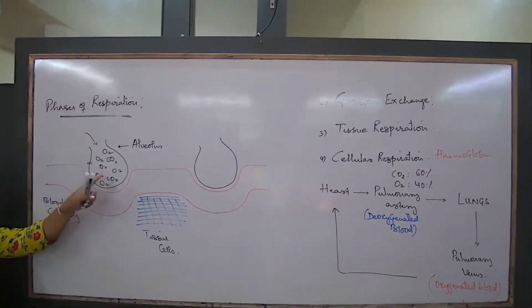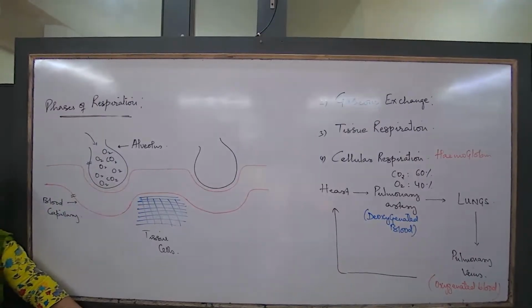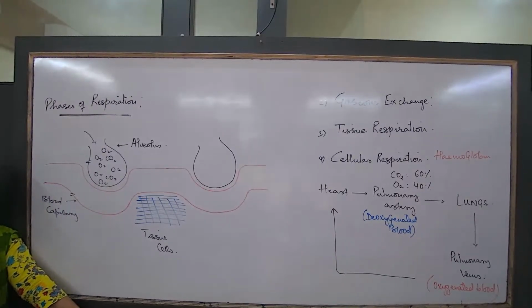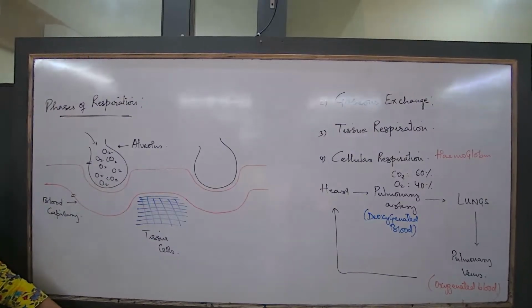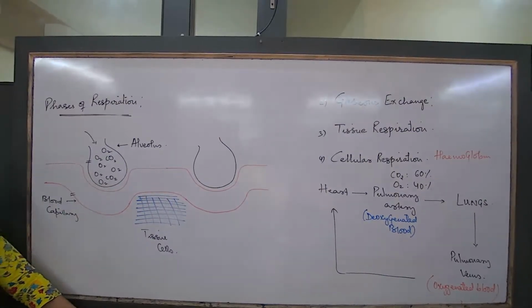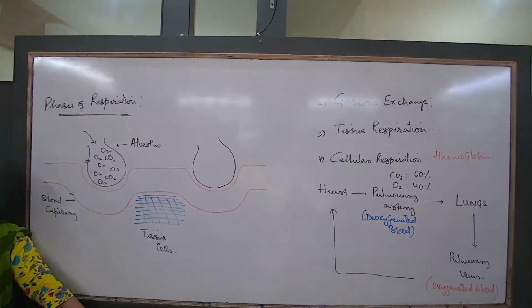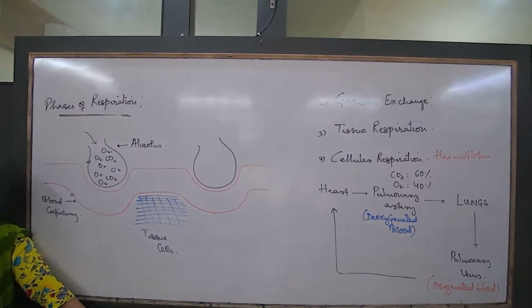But why did I write more oxygen here? Why not carbon dioxide? Why did I write so little carbon dioxide and quite a number of oxygen molecules here? Why like that? Who can tell me this?